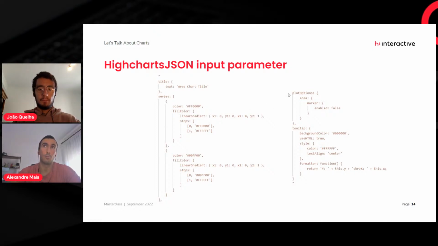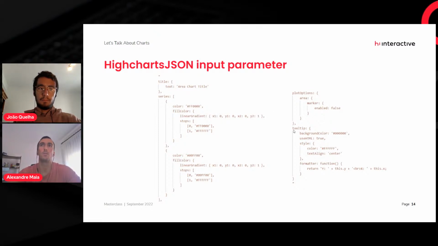Then we have here plot options. Plot options are options that you can apply for each chart type. So in this case, we have the attribute plot options, then an object inside, and I'm saying, okay, for the area chart, which is the chart we are dealing with in this case, I want the markers to be disabled. So I set enabled to false, which allowed us to not have those markers in each data point. So we have just that line.